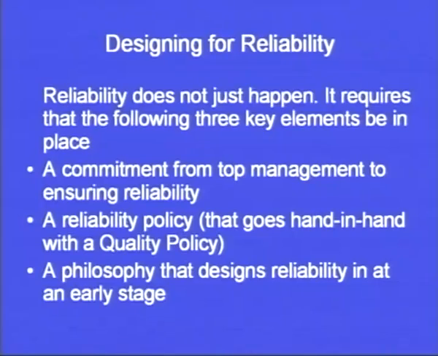So similarly, we can have certain inputs which would guide us in designing for reliability. So what are these key ingredients that we should keep in mind? Reliability does not just happen, it requires the following three key elements to be in place. So reliability is not automatically going to come into the system or the product. Reliability can come into the system if the following three key elements are in place.